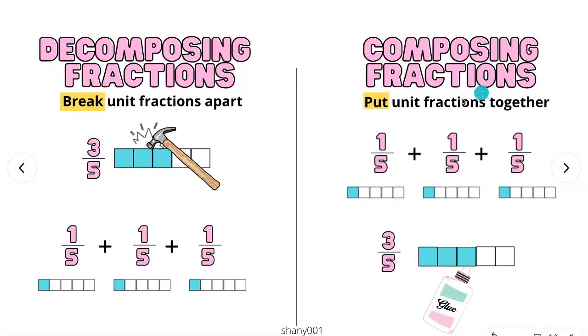Composing fractions. Put unit fractions together. I also like to add a little glue here to help you understand. Put means you are gluing them back together. Therefore, I have a little glue here. So how do you glue back 1/5 plus 1/5 plus 1/5? You first add all of the numerators. 1 plus 1 plus 1 is 3. And if all of them have the same denominator, the denominator stays the same. So 1/5 plus 1/5 plus 1/5 equals 3/5.